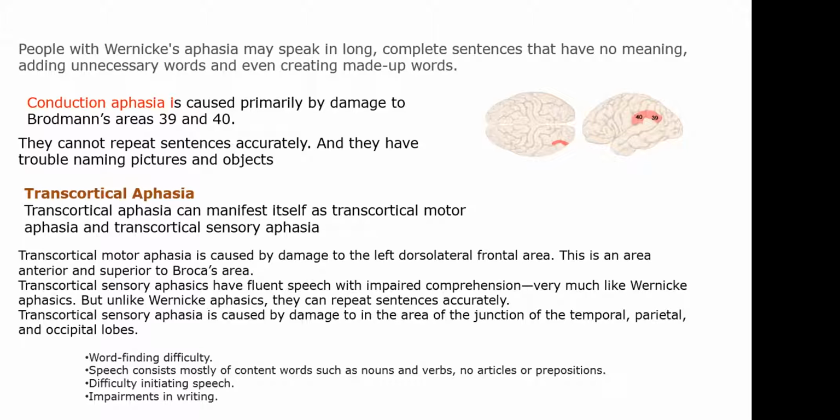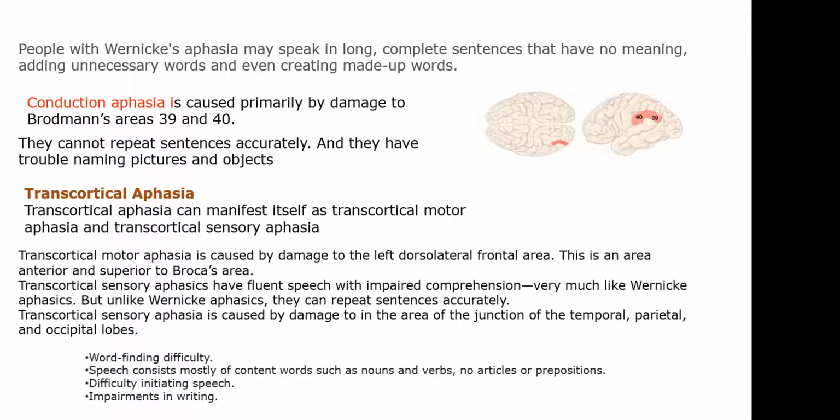Transcortical aphasia can manifest itself as a transcortical motor or sensory aphasia. The motor aphasia is caused by damage to the left dorsolateral frontal area, the area anterior and superior to Broca's area. Transcortical sensory aphasics have fluent speech with impaired comprehension, very much like Wernicke aphasics. But unlike Wernicke aphasics, they can repeat sentences accurately. Transcortical sensory aphasia is caused by damage in the area of the junction of the temporal, parietal, and occipital lobes.